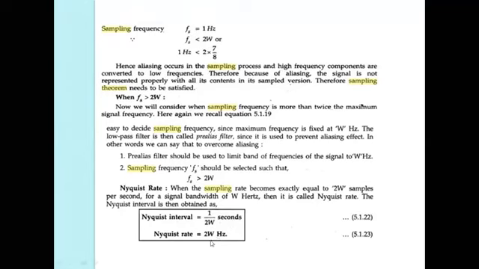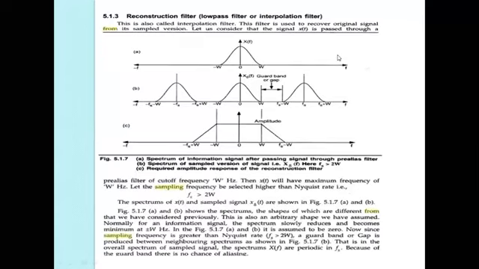Okay, so one is a frequency and this one is a time; they are inversely proportional. Nyquist rate is a frequency, Nyquist interval is in seconds, the time, inversely proportional. One is 2 omega, and the other is 1 by 2 omega.